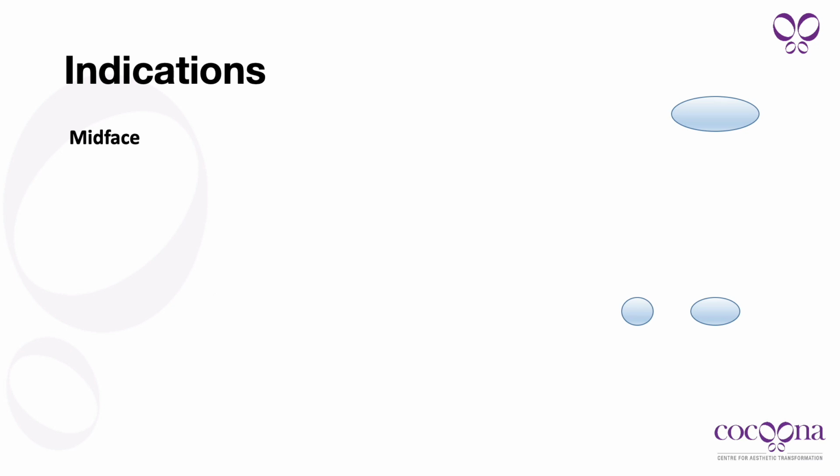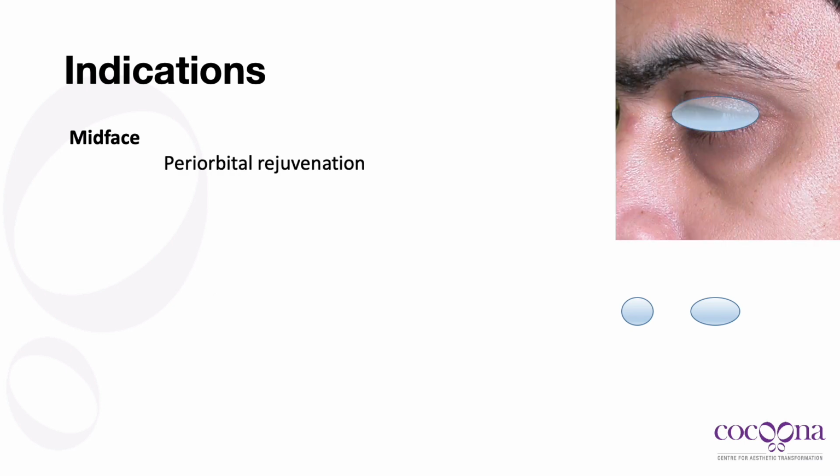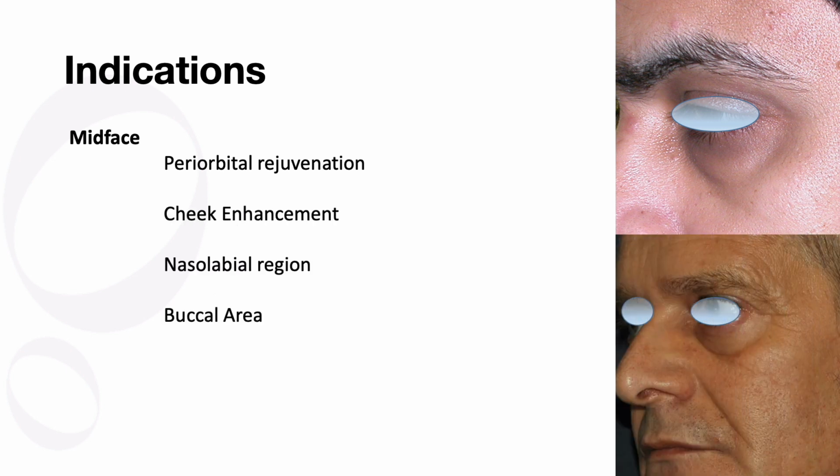In the mid face, where can we use fillers, and we will see subsequently what kind of fillers to use. The commonest indication is periorbital rejuvenation, the tear trough deformity in a young patient, or a tear trough deformity in an older patient, for cheek enhancement or cheek lift, for nasolabial region improvement, and even the buccal area. So these are all the indications in the mid face for fillers.